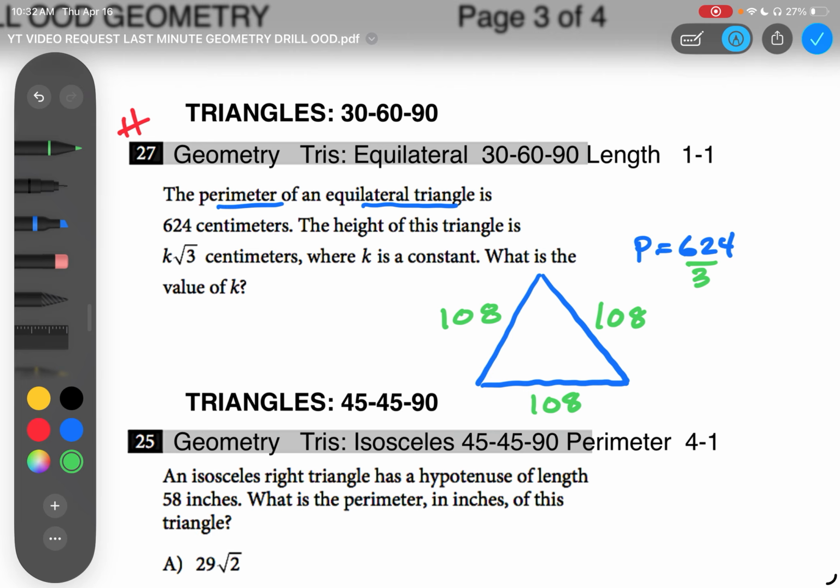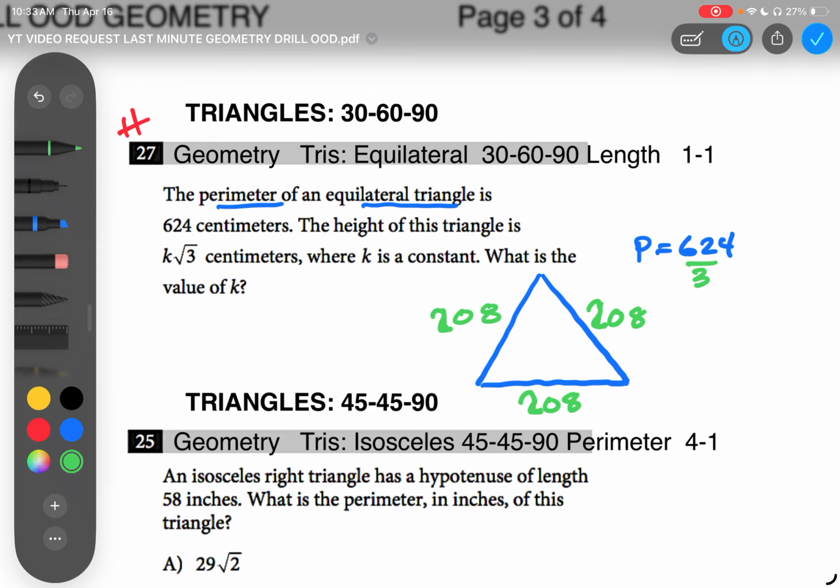Wait, 6 divided by 3. Oh, what a ding dong, man. Hold on, my bad. 208, 208, 208. Woo, very easy to make careless errors. All right, now that I've got this, what's my next step?